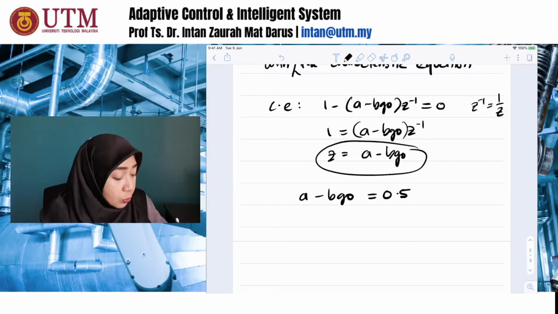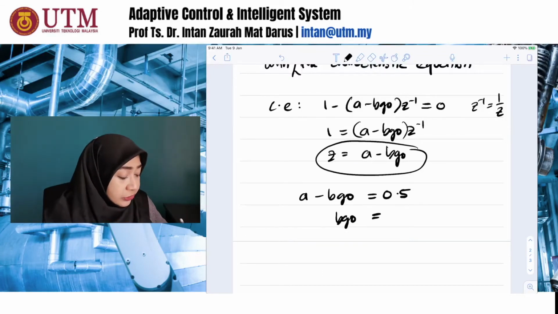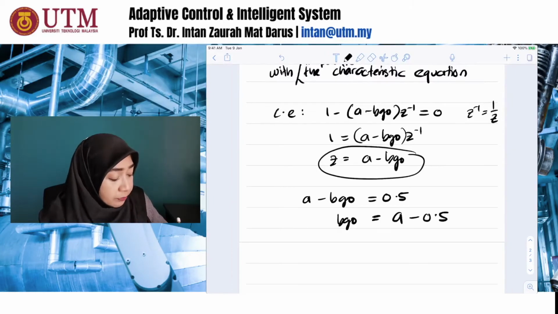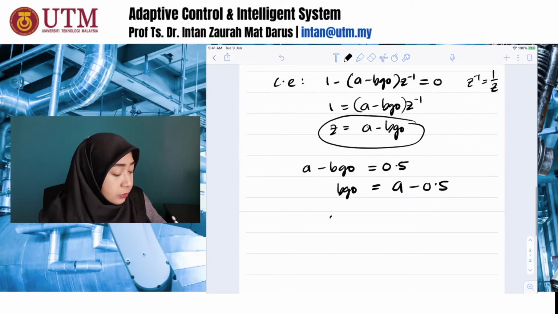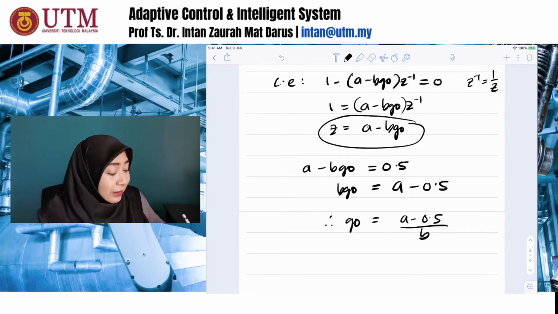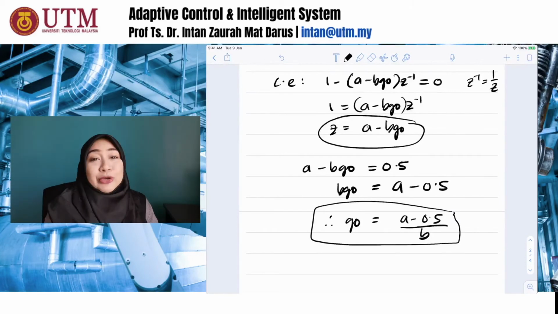Okay, so by rearranging this equation, B G naught with a positive sign is going to be A minus 0.5. Therefore, G naught is equal to A minus 0.5 divided by B. Okay, so you can put this equation in programming. You can put it as part of your programming for least square or recursive least square.